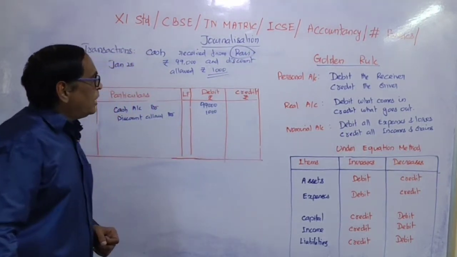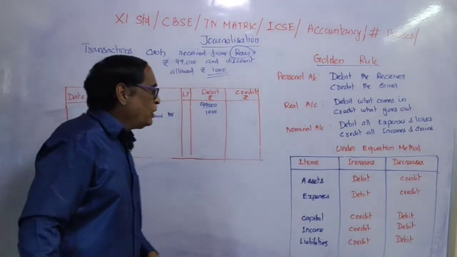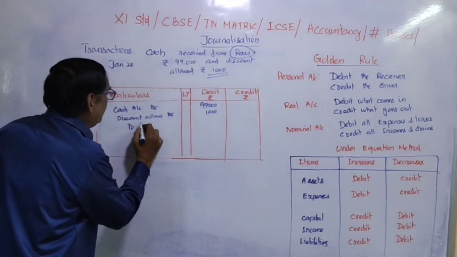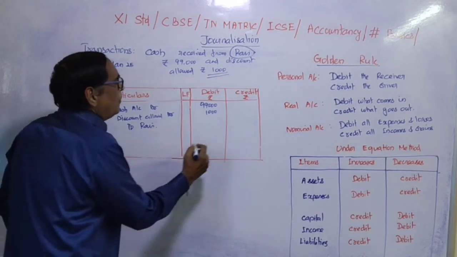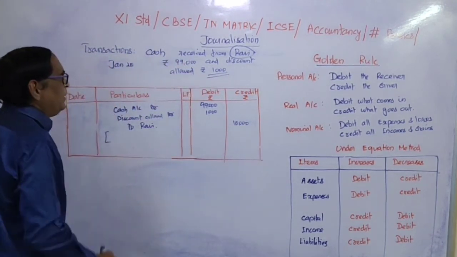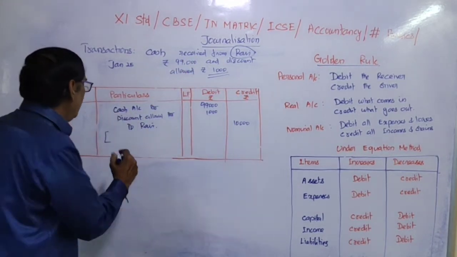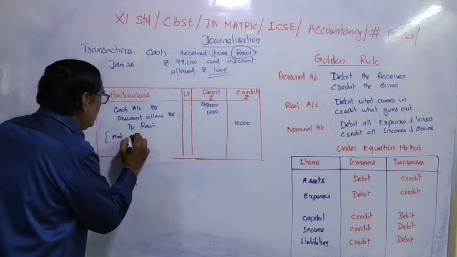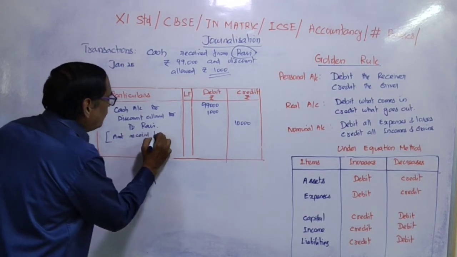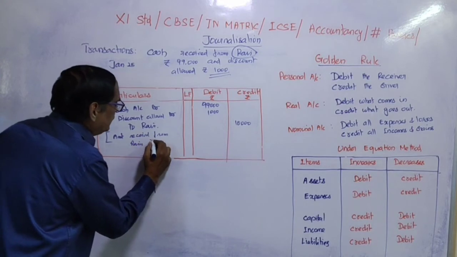Discount allowed is also debited, 1,000 rupees. What about Ravi? Ravi is a personal account. According to personal account, credit the giver. So his account should be credited to Ravi. How much? 1 lakh rupees. So the amount from Ravi is fully settled. Amount received from Ravi in full settlement.